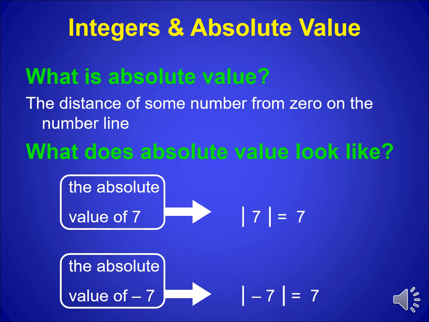That means what? That means any number between the 2 lines of the absolute value, the answer must be a positive number. So the absolute value of 7 equals 7 and the absolute value of negative 7 also equals 7.